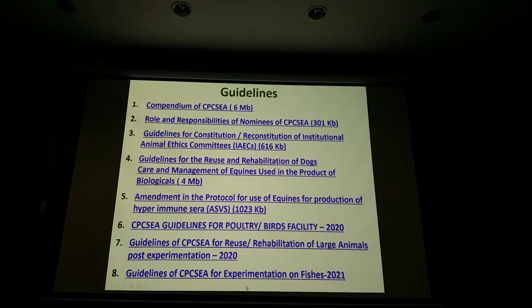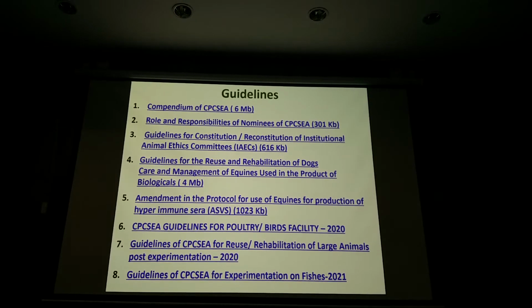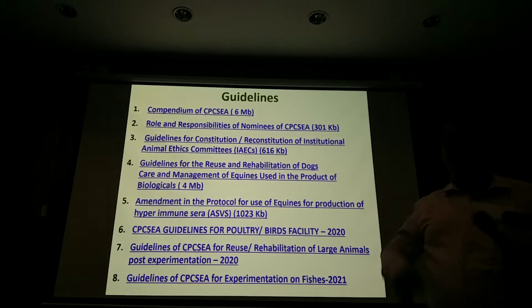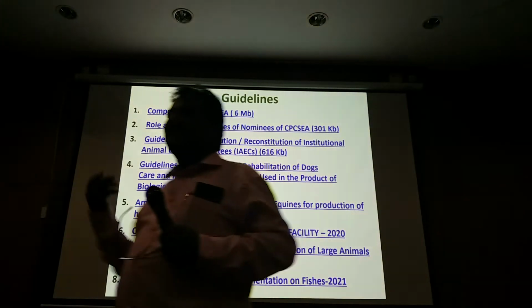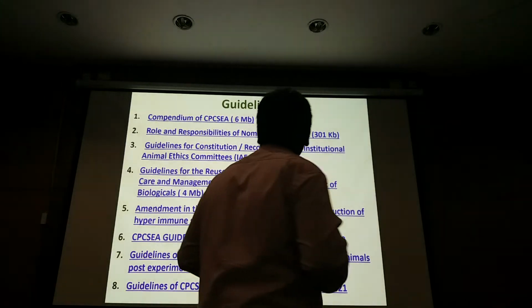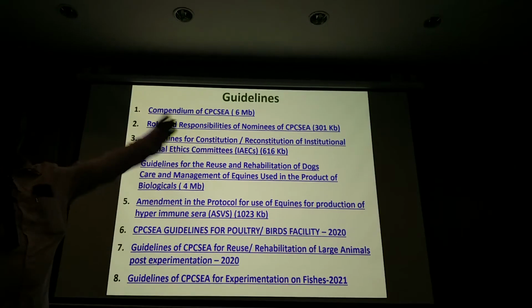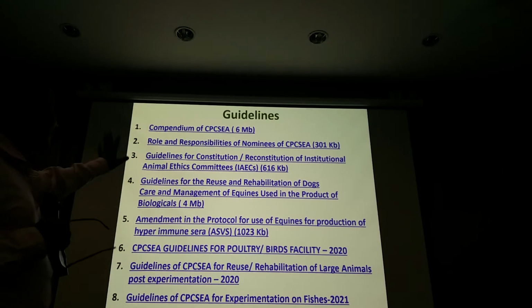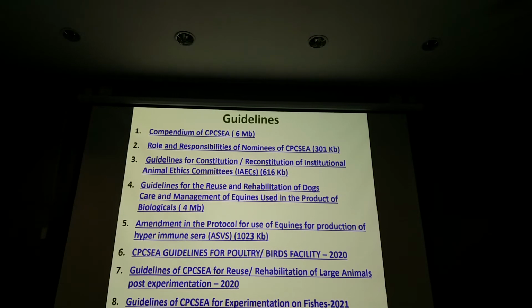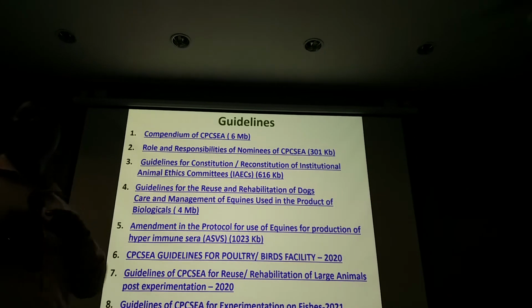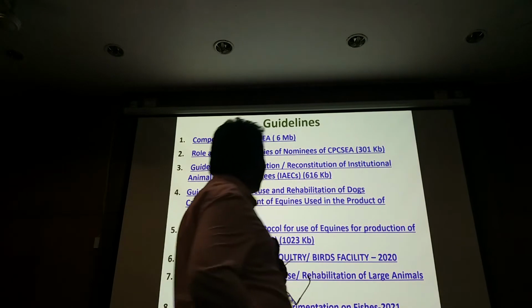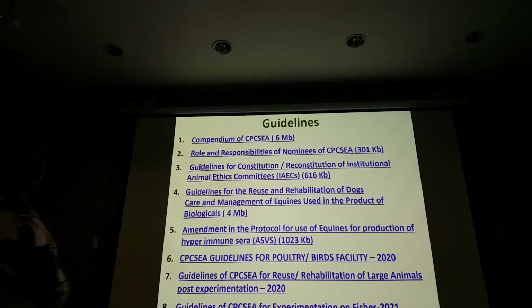And these are the guidelines. The first one is the compendium of CPCSEA. Anybody who wants to become a CPCSEA nominee, that is the Bible. You read the Bible and you can preach in the committee whatever you want. It has all the guidelines, updated till 2019 or 2020, everything is there. Just press Ctrl F, find the word and you can read whatever you want. And the role and responsibility of nominees of CPCSEA is given; only the nominees need to read that.